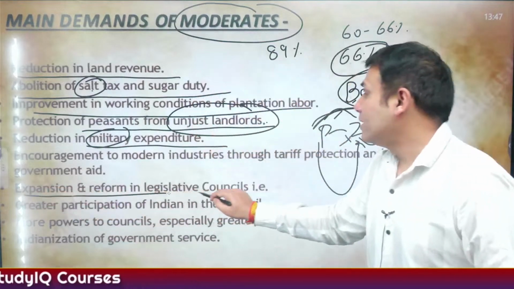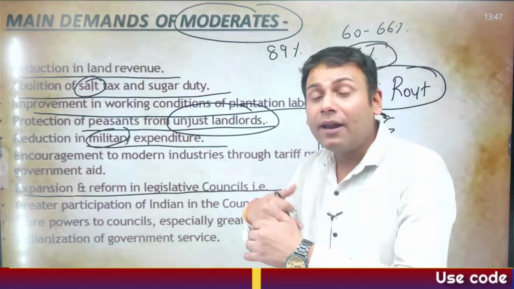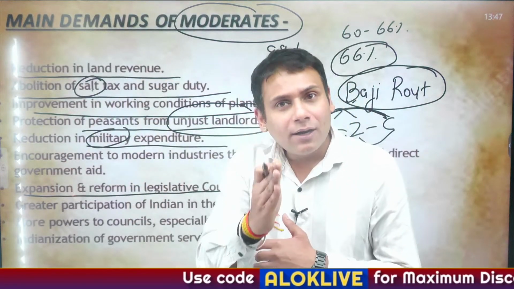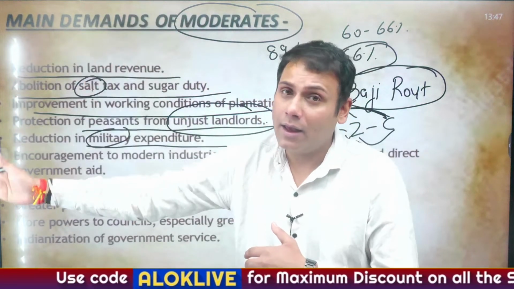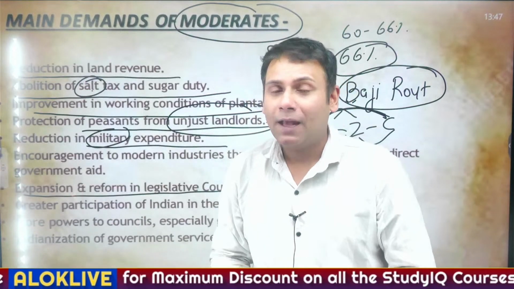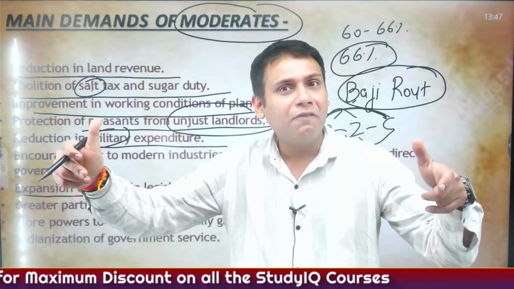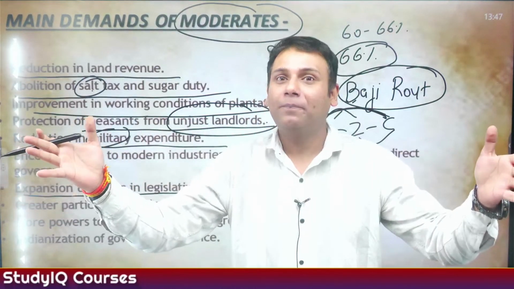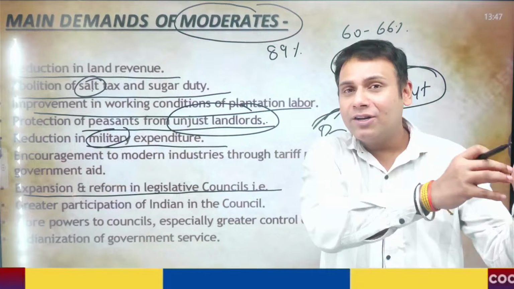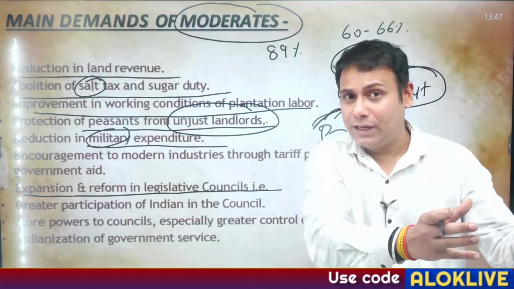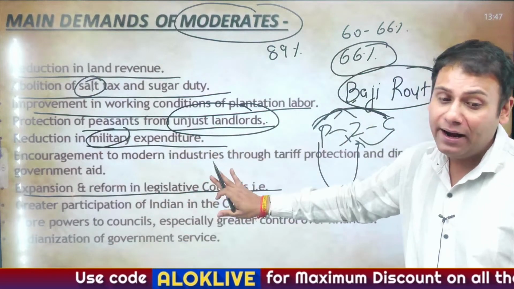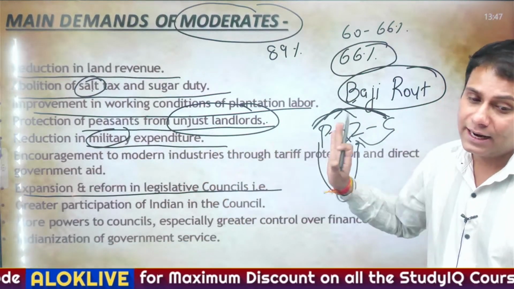Expansion and reforms in the Legislative Council, that is, increase the number of Indians in the Legislative Council. As per Charter Act 1853, guys, if you remember, the legislative and the executive functions of the Governor General's Council were separated. Correct? So the Governor General had a separate Legislative Council which consisted of 6 members. So here the number of Indians should be increased in that Legislative Council.